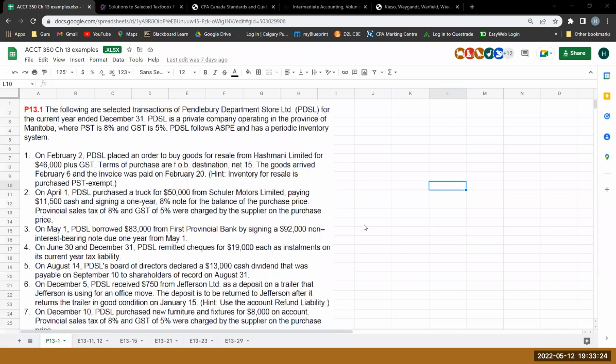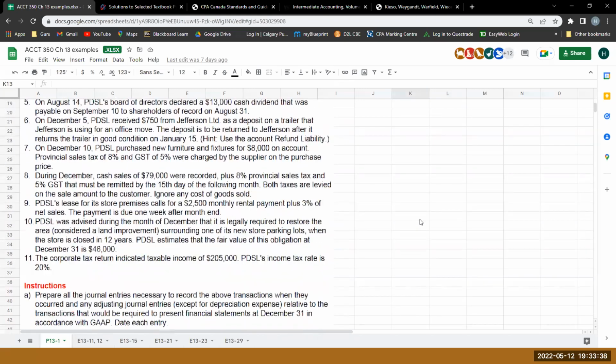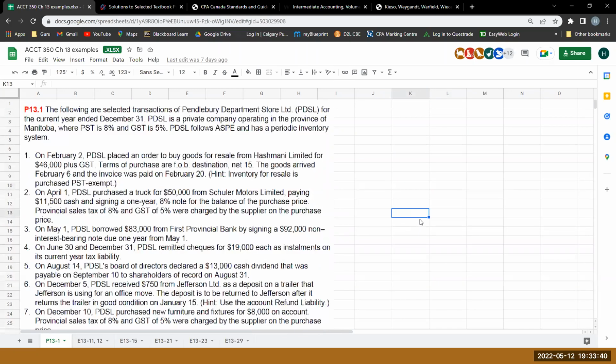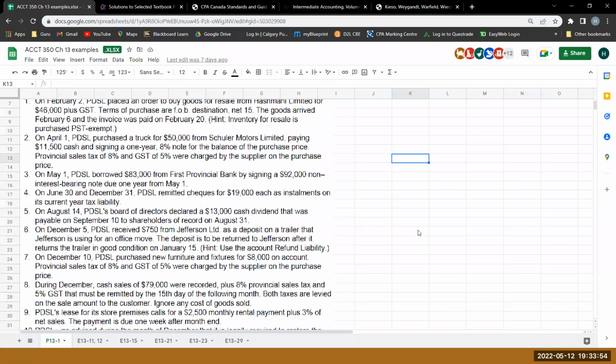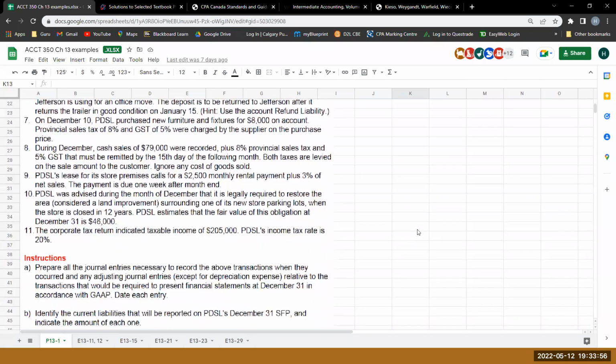All right. So I want to get us started with a look at problem 13.1. The reason why I picked this one up is it's just got a nice little 11 different transaction types that it exposes us to. So hopefully it'll give us a nice look at a whole bunch of different current liability scenarios. And we don't necessarily have to memorize our way through.